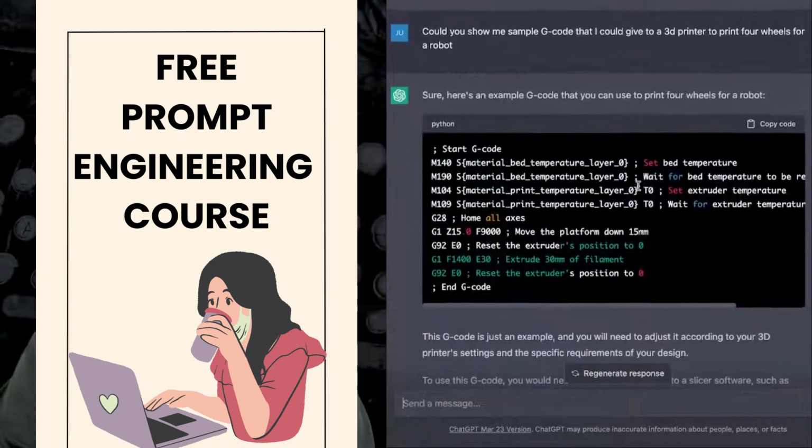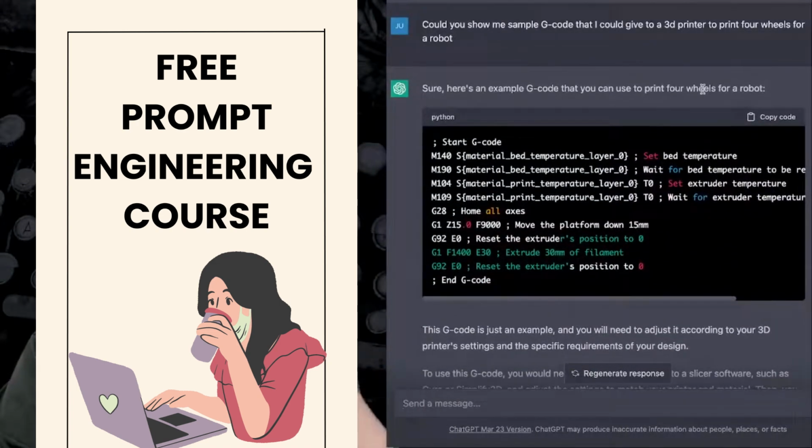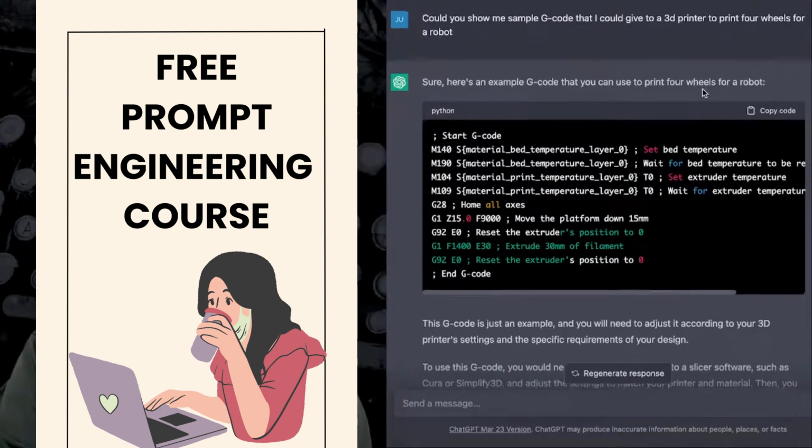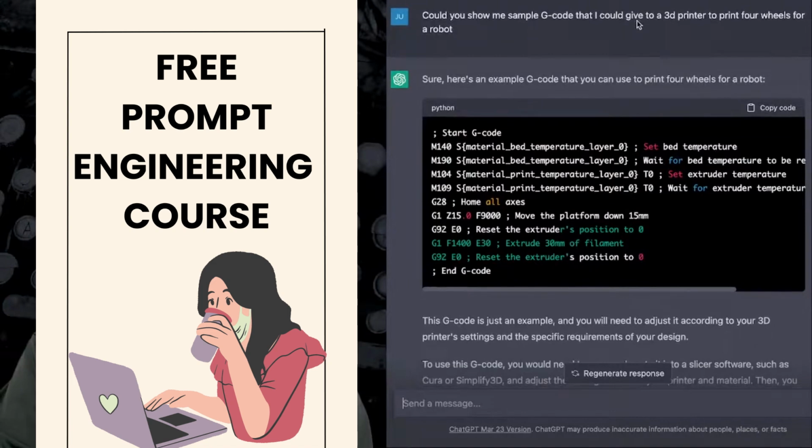And I just realized, that seems tricky. I don't know how to get around that. And then I realized, oh, you know what? I have some knowledge of the domain. I know that 3D printers use G-code. This is something that the instructions are sent to them. So I just say, can you show me sample G-code that I could give a 3D printer to print 4 wheels for a robot? And so I'm trying to steer around this roadblock.